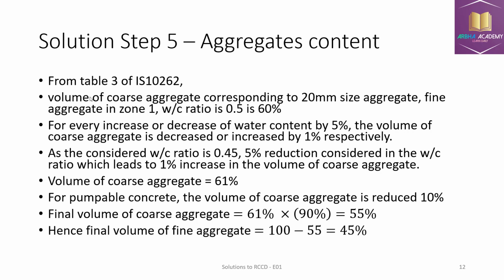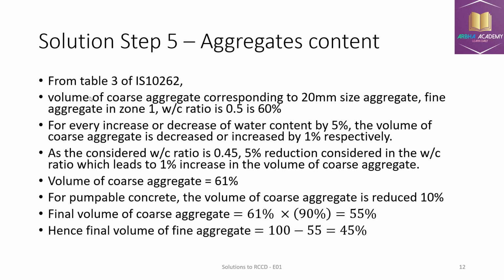So the final volume of coarse aggregate becomes 61% into 0.9, so that becomes 0.55. If your coarse aggregate is 0.55, then the volume of fine aggregate will be 1 minus 0.55, because the other half is occupied by fine aggregate. Okay. So 45% will be occupied by fine aggregate and 55% is occupied by coarse aggregate.